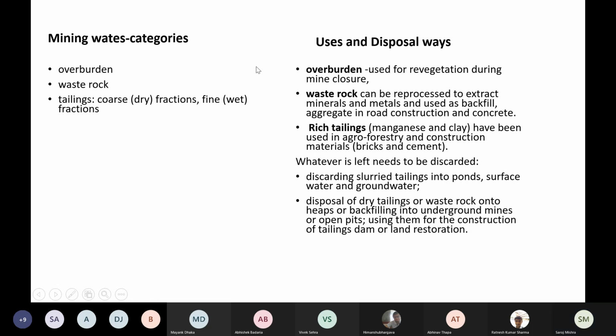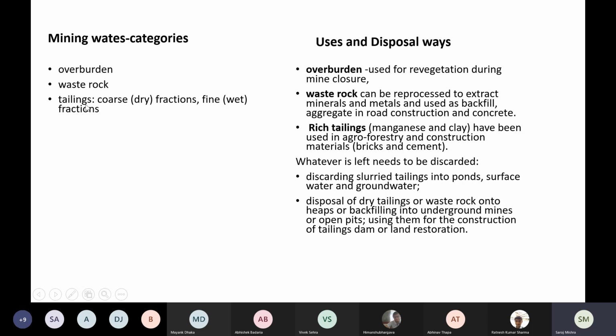Now, what do you do with them? The first thing, the overburden, that is the soil, etc. This overburden can be used for revegetation during the mine closure. So once you close the mine or the mine becomes inactive, the soil is taken, and then again it can go back into the same pit. That is called revegetation during the mine closure. The waste rock can be reprocessed to extract the minerals and metals, and it can be used as a backfill or an aggregate for road construction.